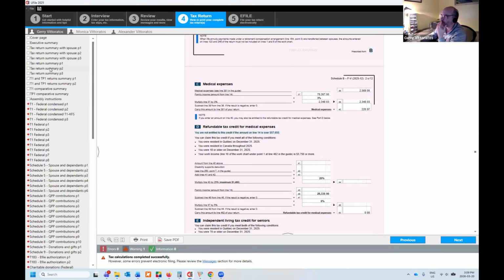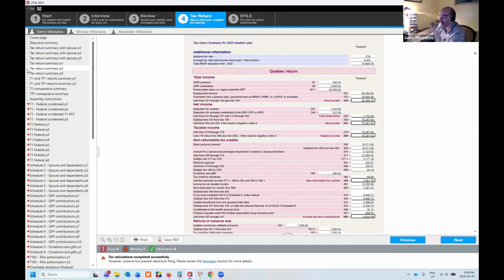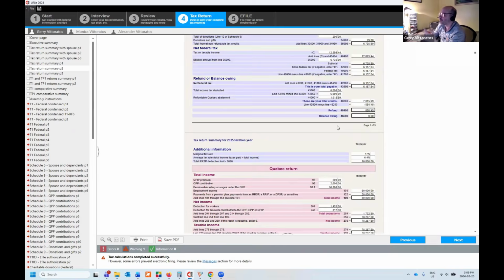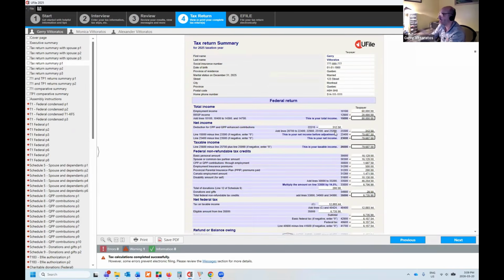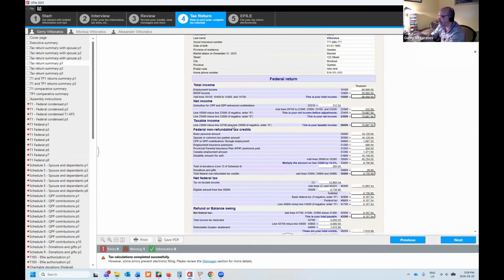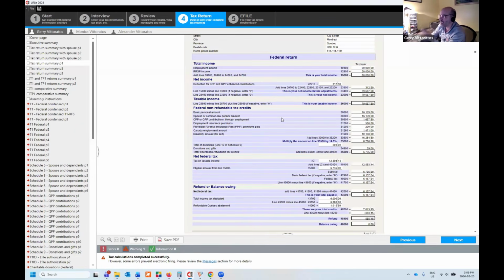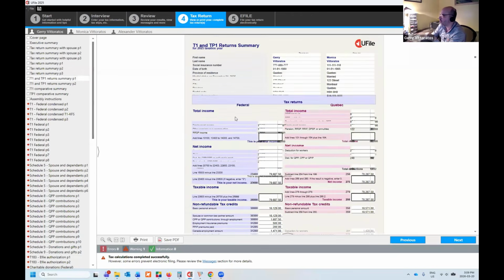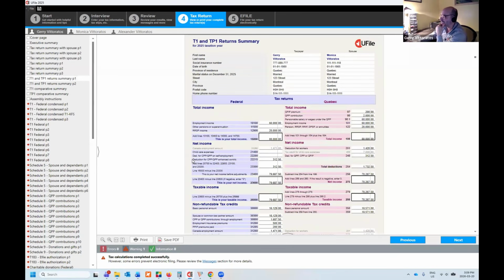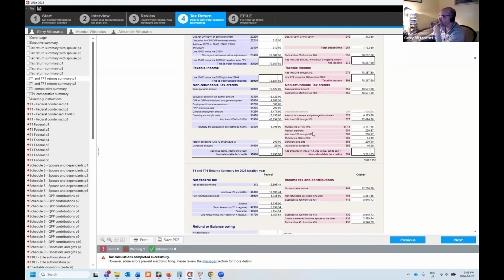Now, any other page that you see there that doesn't have a maple leaf or fleur de lis is basically an in-house form where we give you additional information on the return. So, for example, here you got a bare bones summary of the return itself. And here you got another handy one, which is a federal and Quebec simultaneous comparative results of the return. Now from here, you can print or you can save as a PDF.